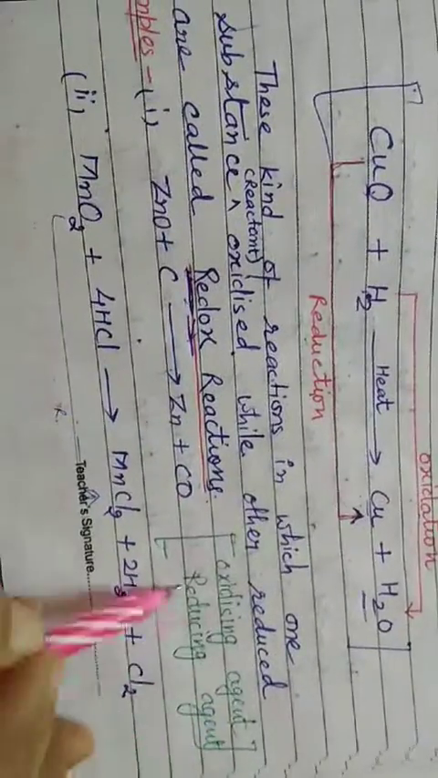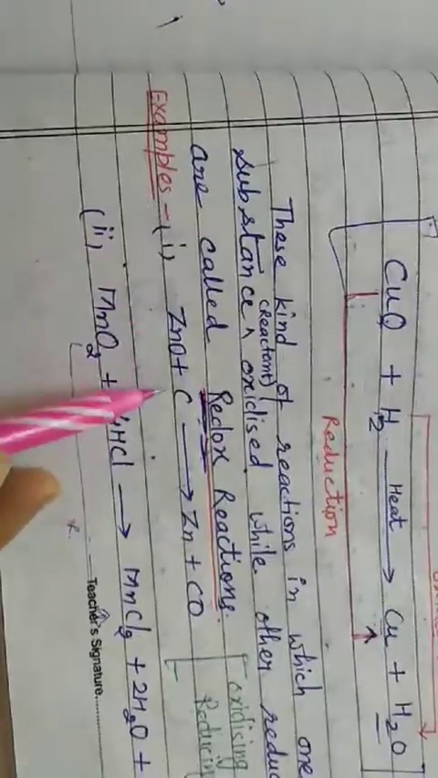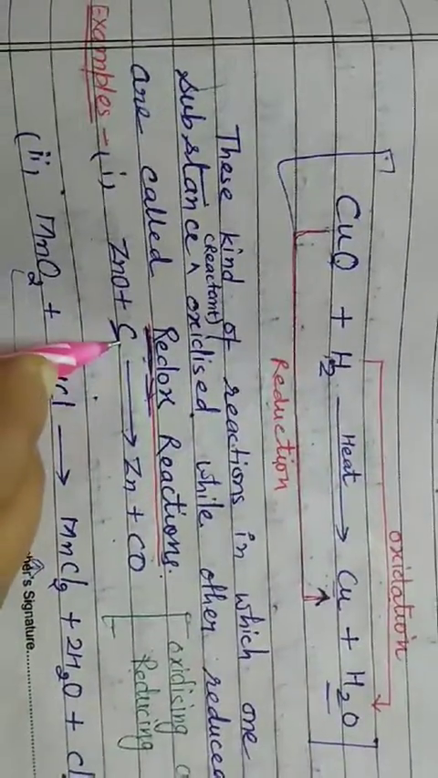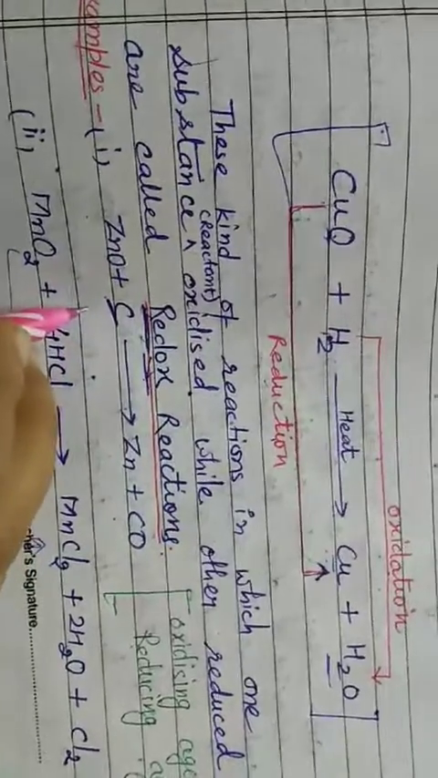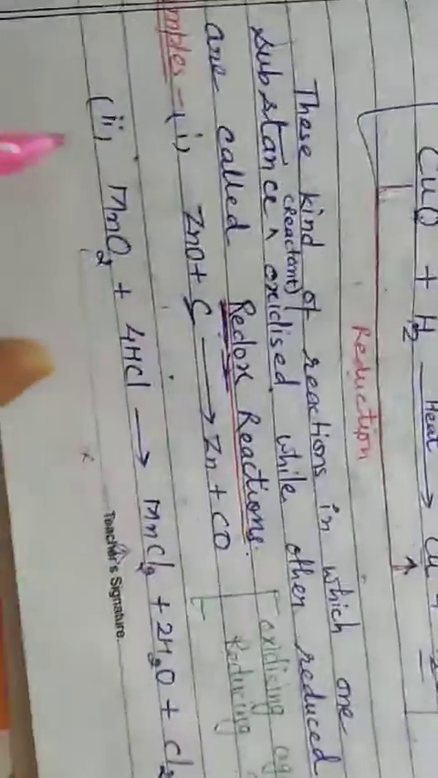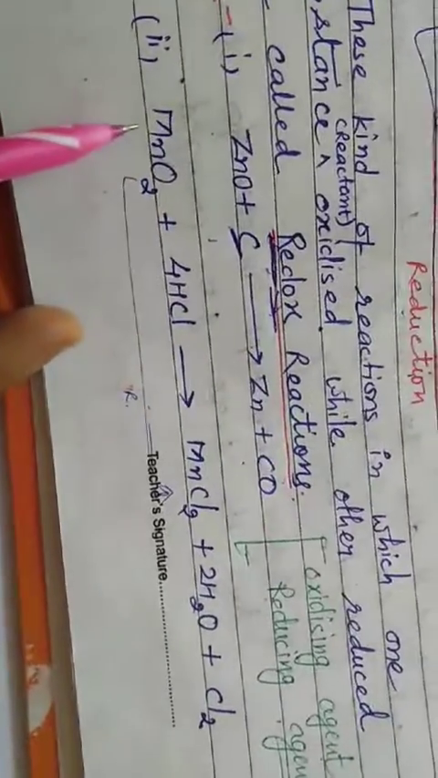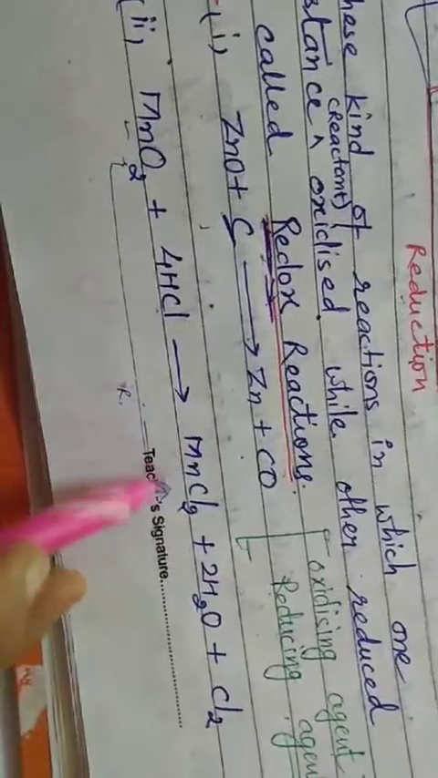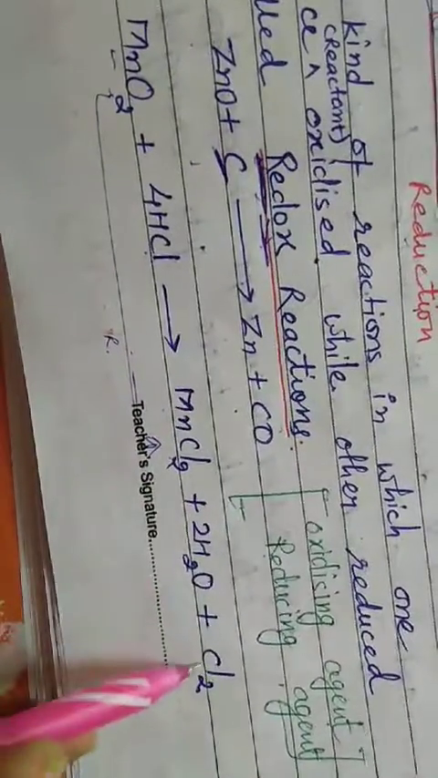Okay, oxidizing agent, reducing agent, I told you. Now this is one more example, ZnO plus carbon, which I just gave you. Here carbon is the reducing agent, right? Now one more example we have: MnO2 plus 4HCl will give you MnCl2 plus 2H2O plus Cl2.